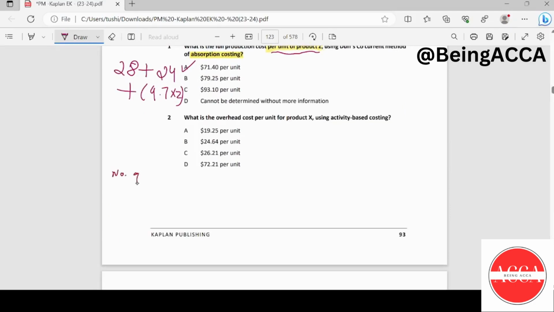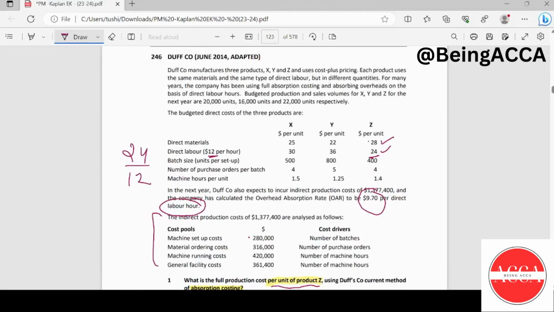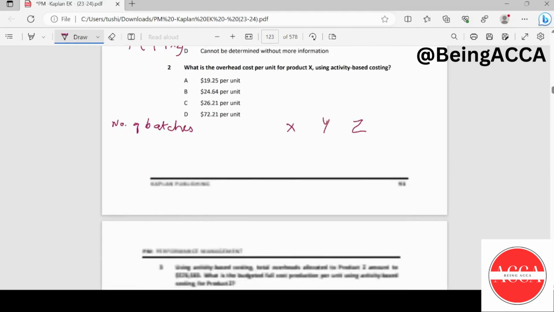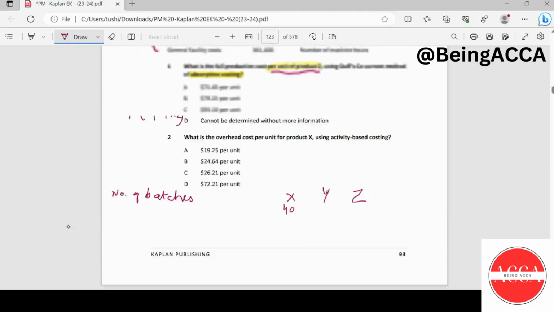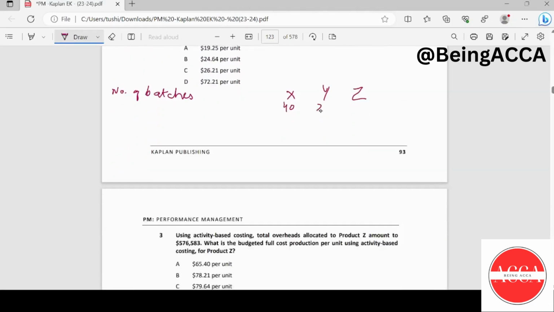So number of batches. Please excuse me for my bad handwriting. X, Y, and Z. And so for X, we have 20,000 units, and this will be divided by the batch size of 500 to find out how many batches we will have to run for X. 20,000 divided by 500, I get my answer as 40. Then I will do the same for Y and Z. 16,000 divided by 800 will give me 20.